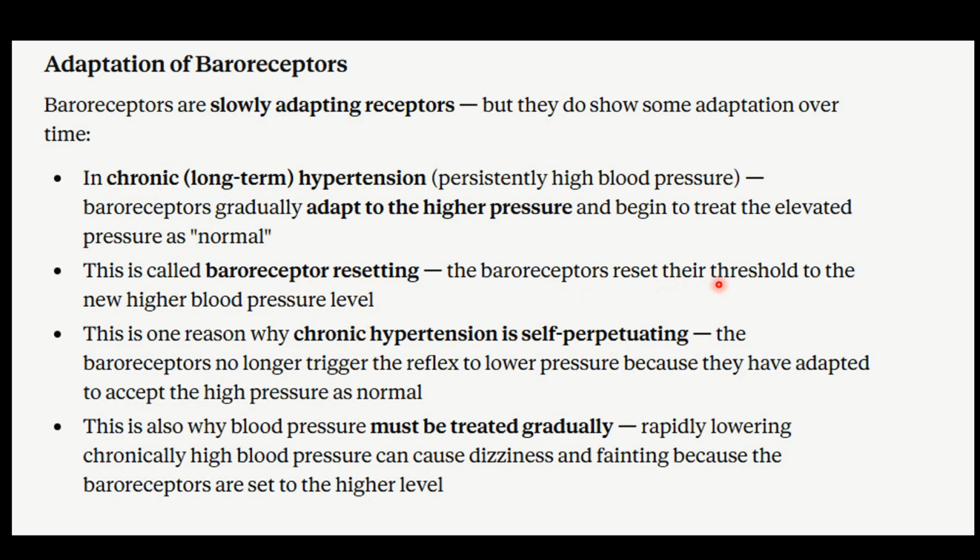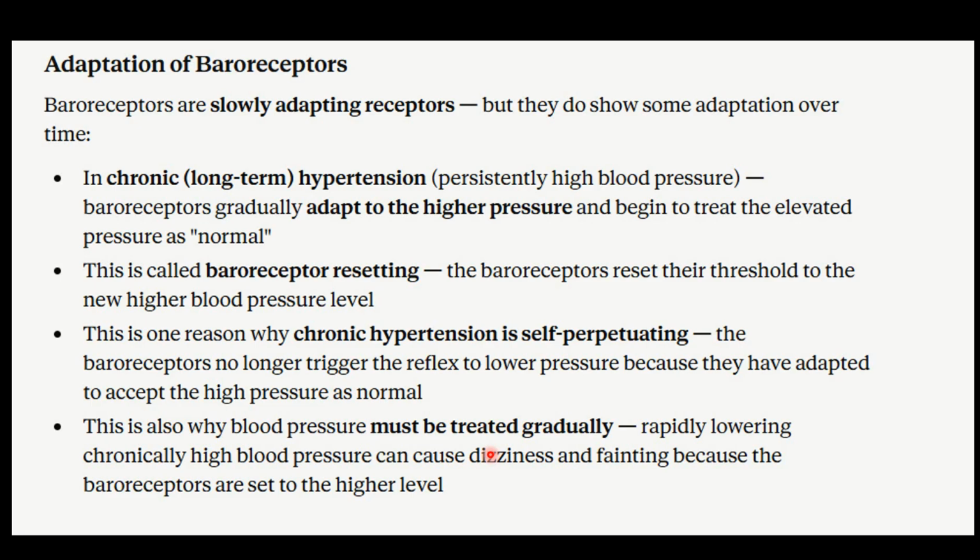The baroreceptors reset their threshold to the newer higher blood pressure level, and this is the reason why chronic hypertension is self-perpetuating. The baroreceptors no longer trigger the reflex to lower the pressure because they have adapted to accept the high pressure as normal. And this is why blood pressure must be treated gradually. Rapidly lowering chronic high blood pressure can cause dizziness and fainting because the baroreceptors are set to the higher level.